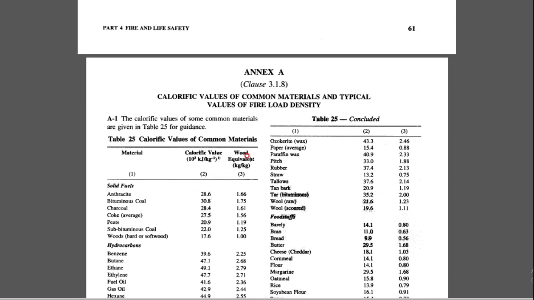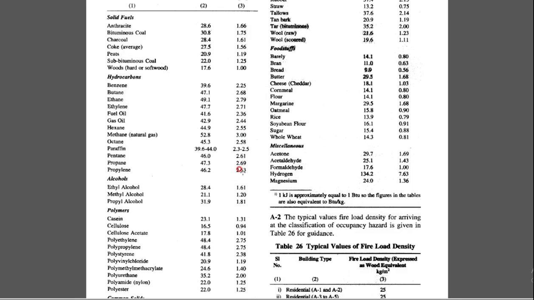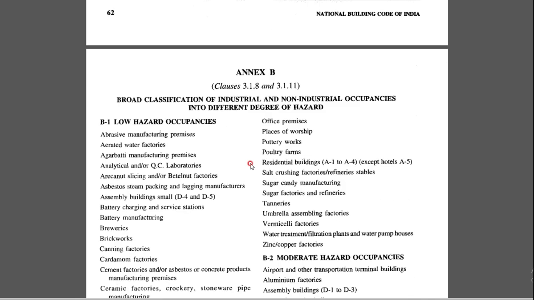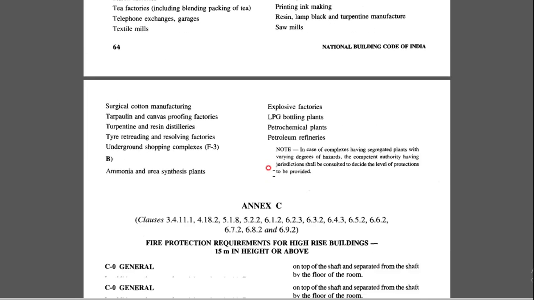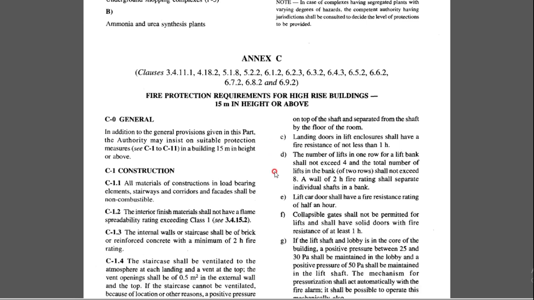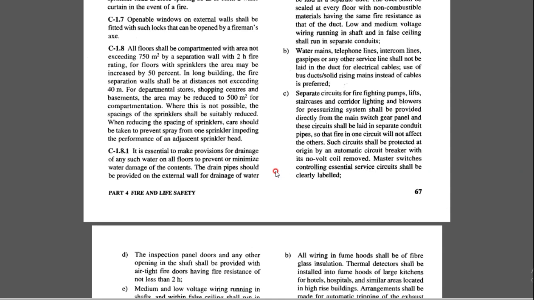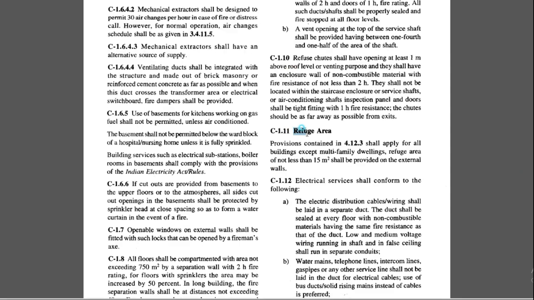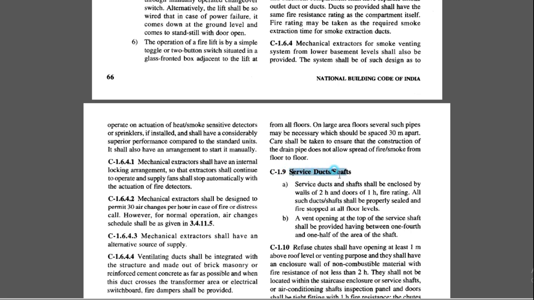Here we have taken the annexure part. What is this annexure part? They are giving the calorific value and all, not necessary. This is also not necessary. Here they have mentioned refuge area. So these are all the clauses we have taken in the PPT presentation.